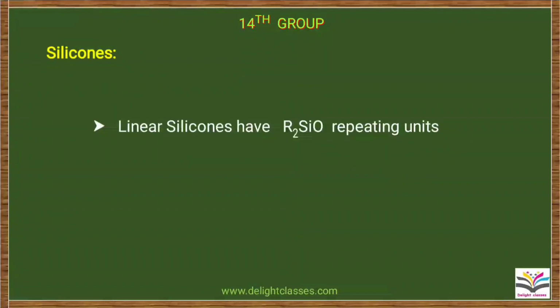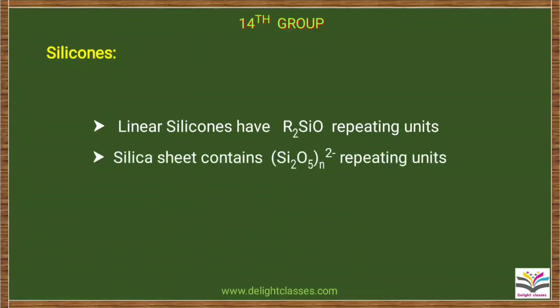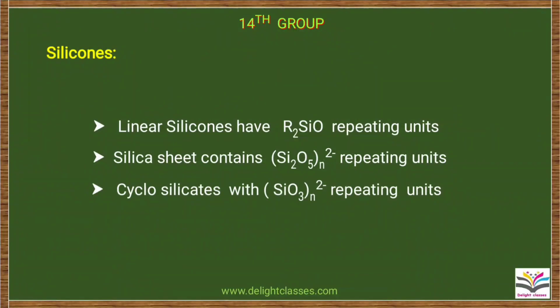Silicones. The linear silicones have R2SiO units. Sheet silicates contain (Si2O5) n 2 minus. Cyclosilicates contain (SiO3) n 2n minus.